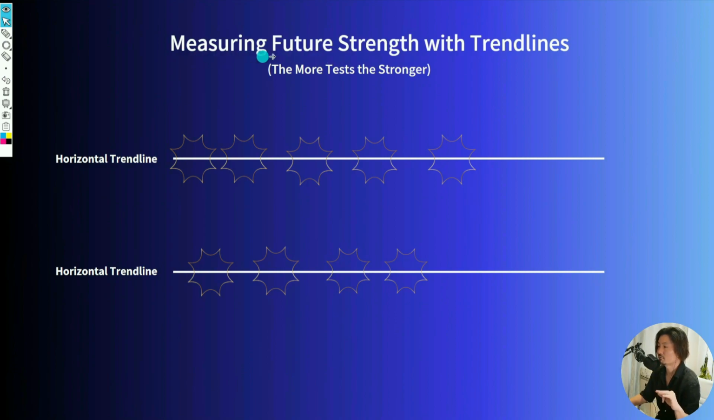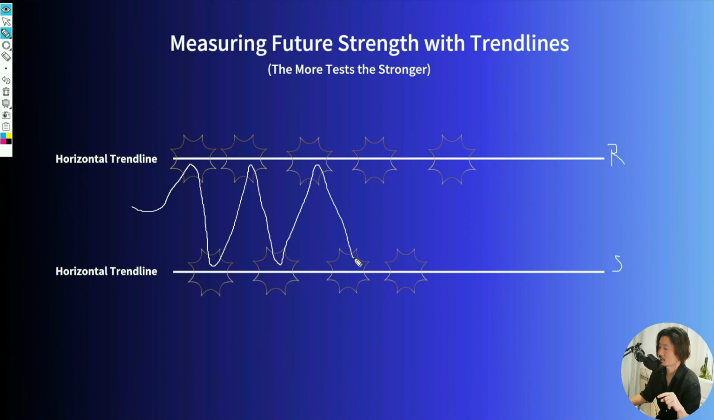All right, so measuring future strength with trend lines. The more tests, the stronger. Let's say there are two horizontal trend lines. One is resistance, the other one's support. Let's say price is coming around, came up to this resistance, bounced off, down to the support, bounced, support, bounce, bounce, bounce, bounce, bounce, and price is right here, right now.